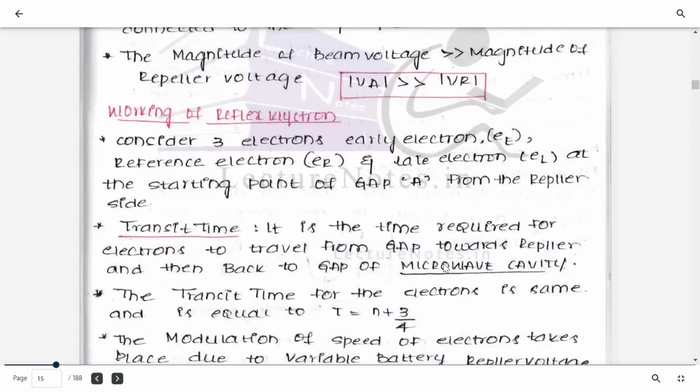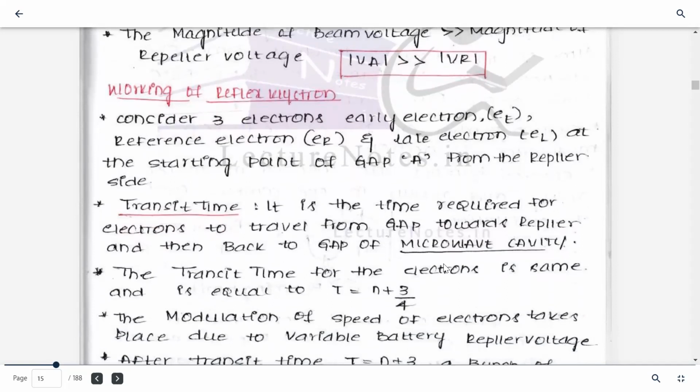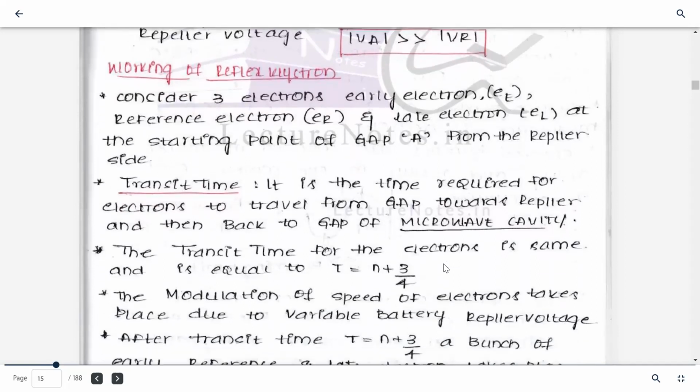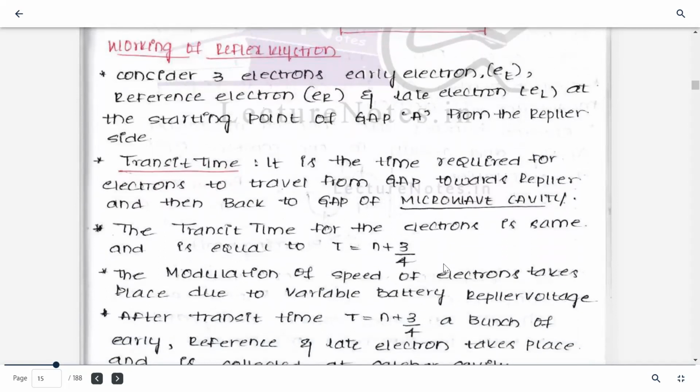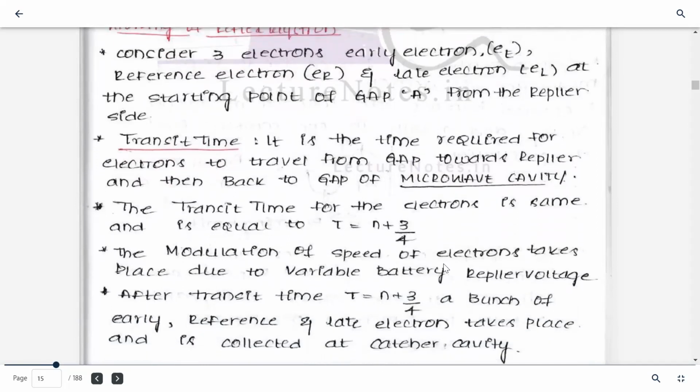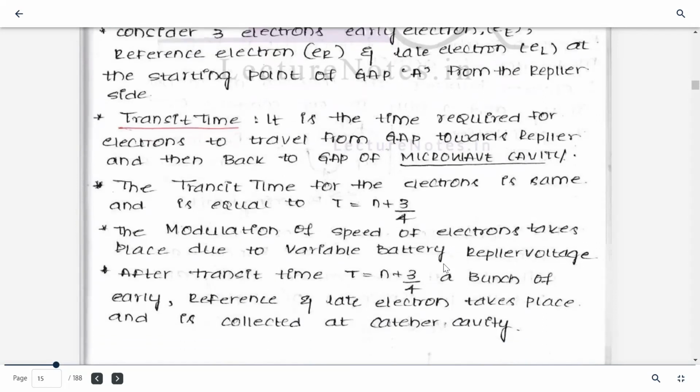So now the working of the reflex klystron, in which we consider three electrons: the reference electron ER, the early electron EE, and the late electron EL at the starting point of gap A from the repeller side. So what is transit time? It's the time required for the electrons to travel from the gap towards the repeller and then back to the gap for the microwave cycle. The transit time for the electron is the same and it is equal to T = n + 3/4.